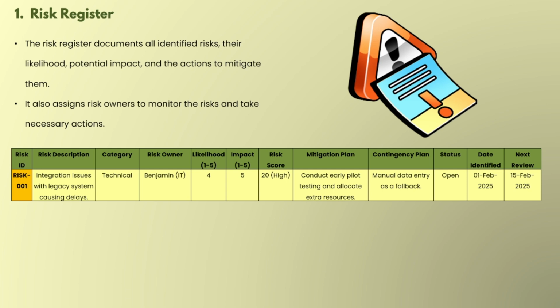Then category. Here we need to categorize it, whether it is technical, financial, or even operational. So we can see that this is a technical thing. Then, very important, risk owner. As we discussed earlier, we assign it to someone. So the risk owner is the person responsible for keeping an eye on the risk. Here Benjamin is provided as the risk owner and he is an IT guy. Now likelihood. This is very important. It is how likely it is that the risk will happen.